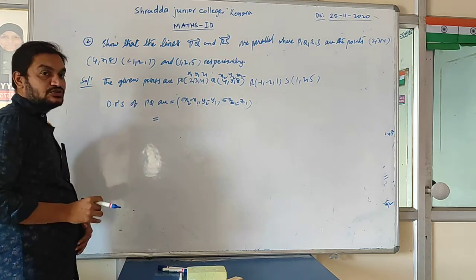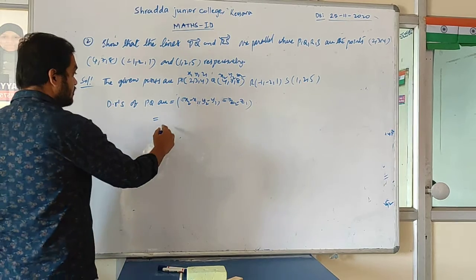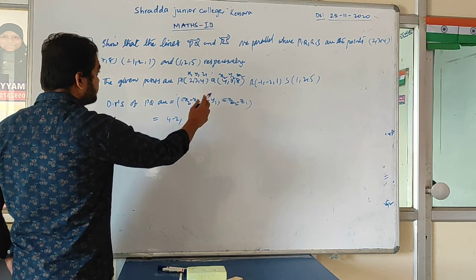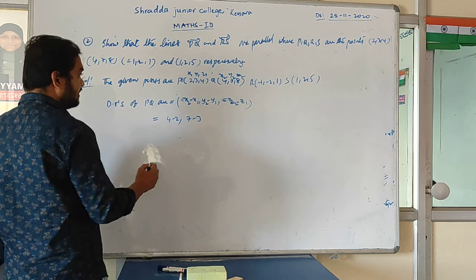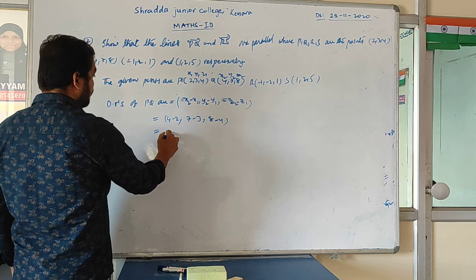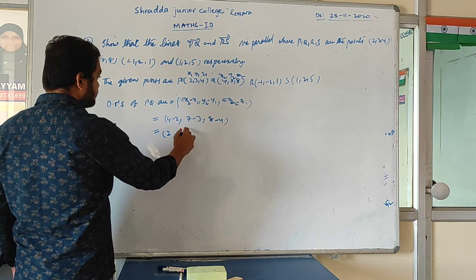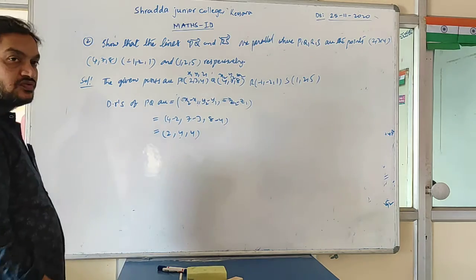This is equals to, what is x2 here? x2 is nothing but 4. Now 4 minus 2. What is y2? 7 minus y1, 3. What is z2? 8 minus 4. 4 minus 2 is nothing but 2, 4, 4. This is the direction ratios of PQ.